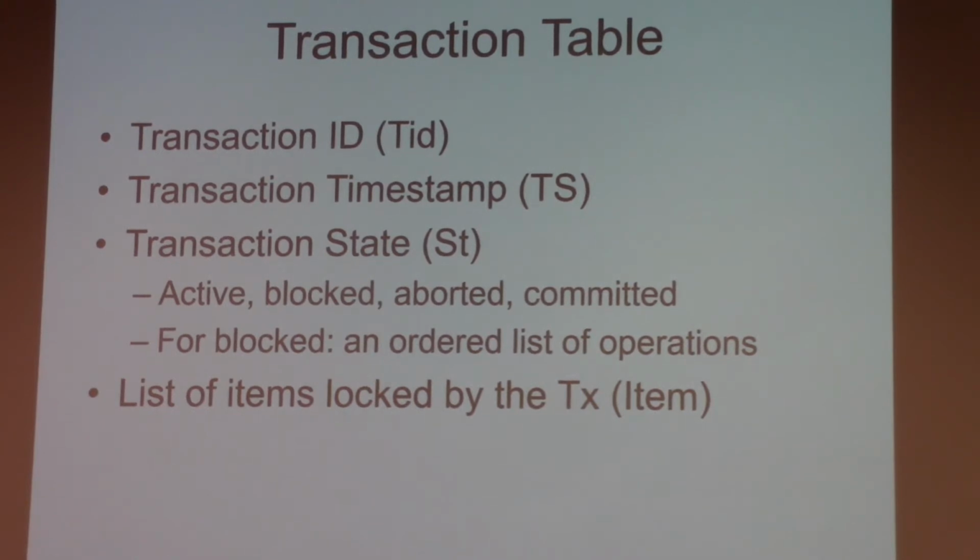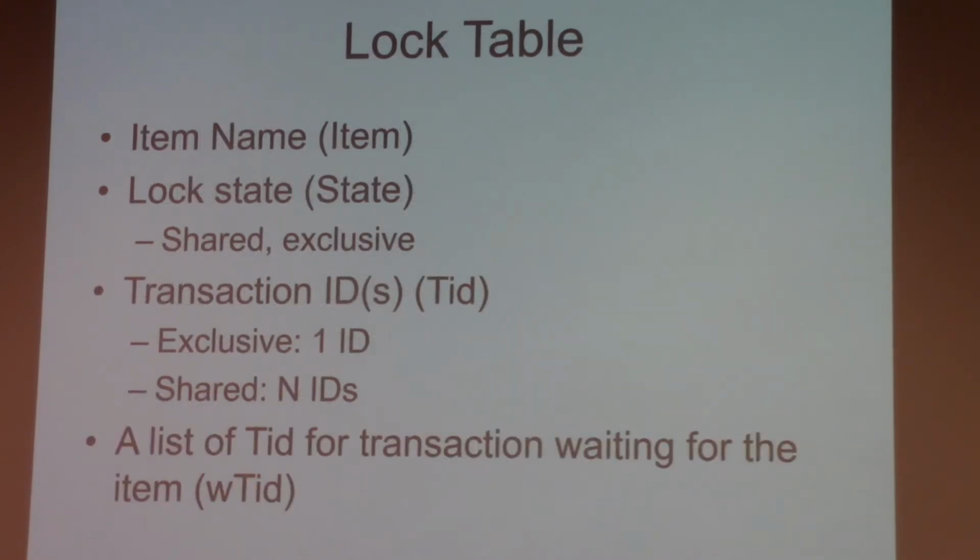It can be value, record, table level, database level, user level, schema level. It doesn't matter. It can be any level of item, but you need to manage that each item is locked by each transaction. Another table that we manage in concurrency control is the lock table.